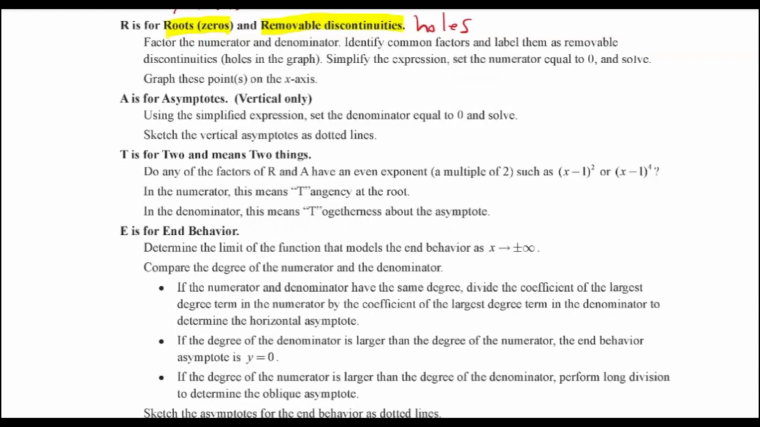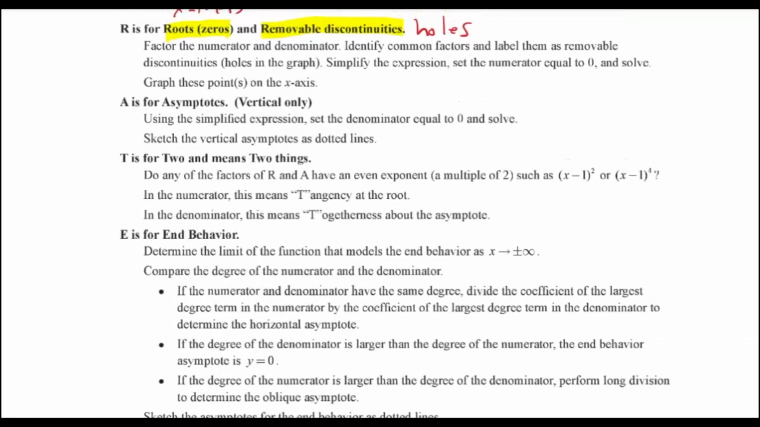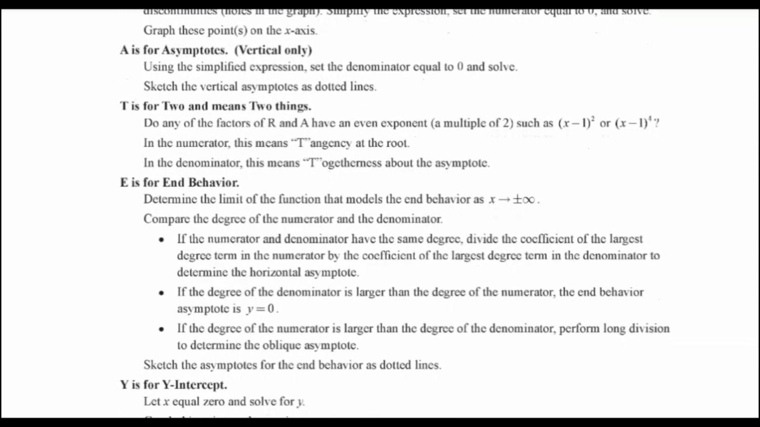Now that we've factored and set the top equal to 0 to find our roots, we can move to the second part, which is the A, and that stands for asymptotes. We're talking about the vertical asymptotes here. This is where you will take the denominator and set it equal to 0 and solve to see what makes it undefined.